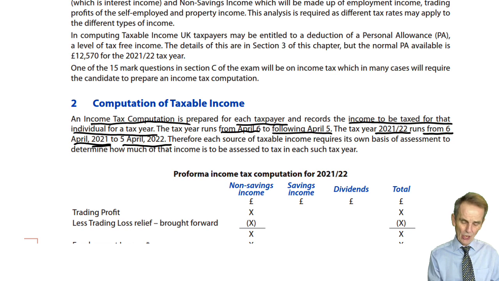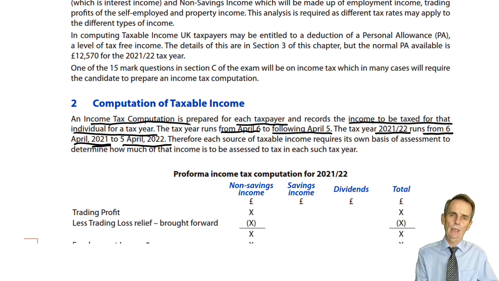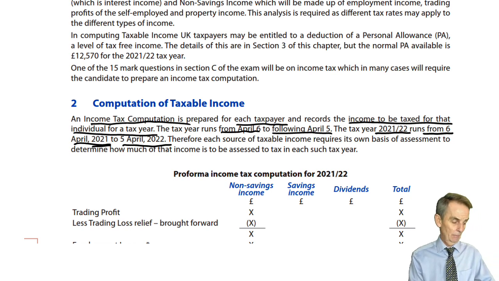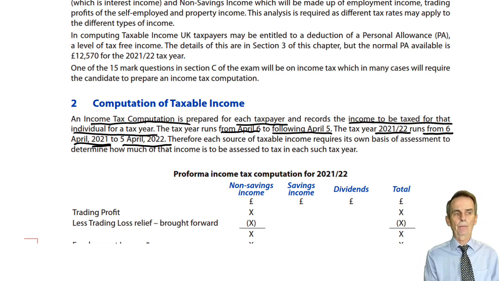Now, for that time period, we prepare the income tax computation. And what we have to do is to allocate to that income tax computation for our tax year, the 2021-22 tax year, all of the various sources of taxable income. So where do we think our taxable income will be derived from? Where will any income be derived from? Well, principally, we would think for most taxpayers, it would come from work.